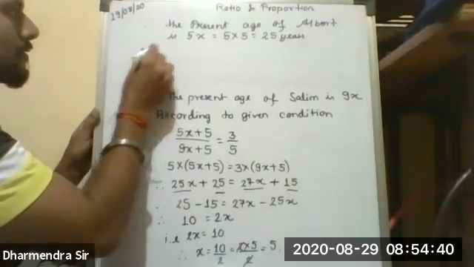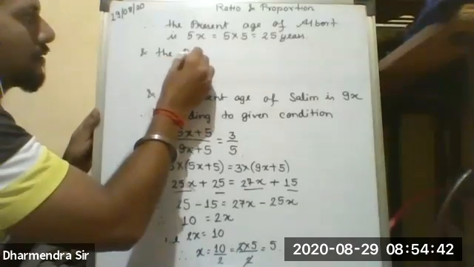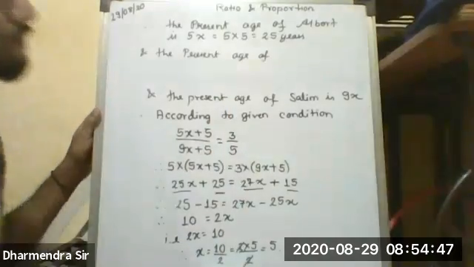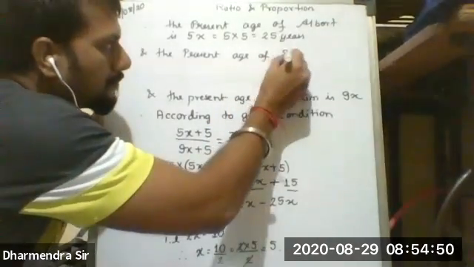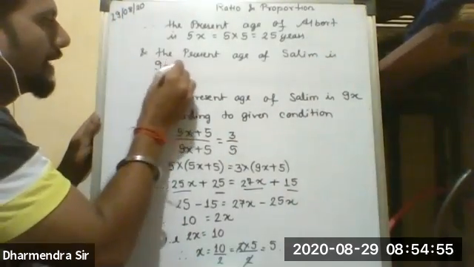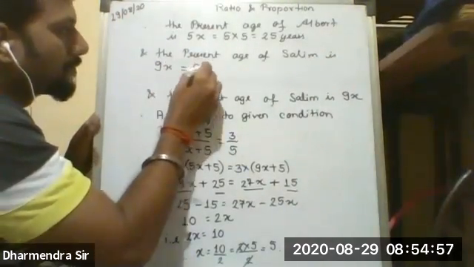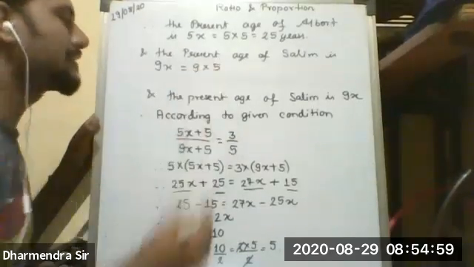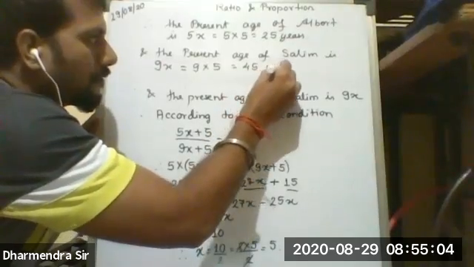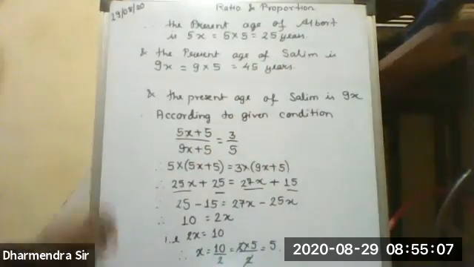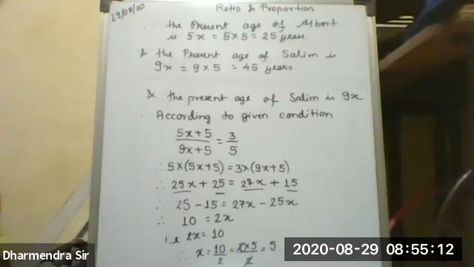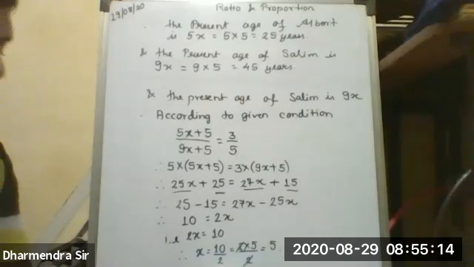And the present age of Salim is 9x, which is equal to 9 into the value of x, which is 5. 9 fives are 45 years. So we have completed practice set 4.2, and this was the solution for the last problem, that is question number 4.